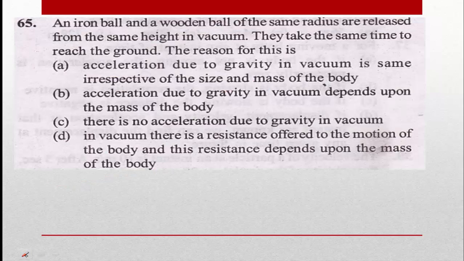And the next problem is an iron ball and a wooden ball of the same radius. ಒಂದು ಐರನ್ ಬಾಲ್ ಇದೆ, ಇನ್ನೊಂದು ವುಡನ್ ಬಾಲ್ ಇದೆ. Here remember these 2 points. Iron ball and wooden ball of the same radius are released from the same height in vacuum. They take the same time to reach the ground. The reason for this: ಐರನ್ ಬಾಲು ಮತ್ತು ವುಡನ್ ಬಾಲು ಎರಡದು ರೇಡಿಯಸ್ ಸೇಮ್ ಇದೆ, ಸೇಮ್ ಹೈಟಿಂದ ನಾವು ವ್ಯಾಕ್ಯೂಮಲ್ಲಿ ಥ್ರೋ ಮಾಡಿದಾಗ ದೇ ಟೇಕ್ ದ ಸೇಮ್ ಟೈಮ್ ಟು ರೀಚ್ ದ ಗ್ರೌಂಡ್.